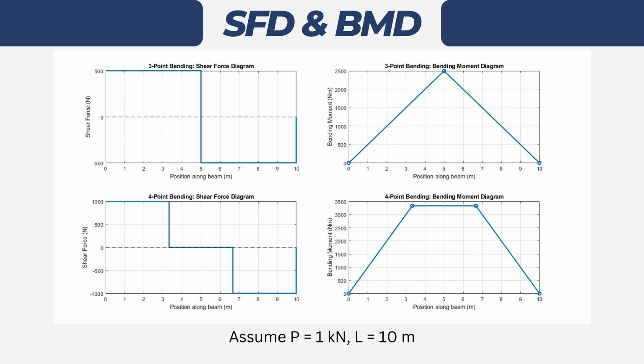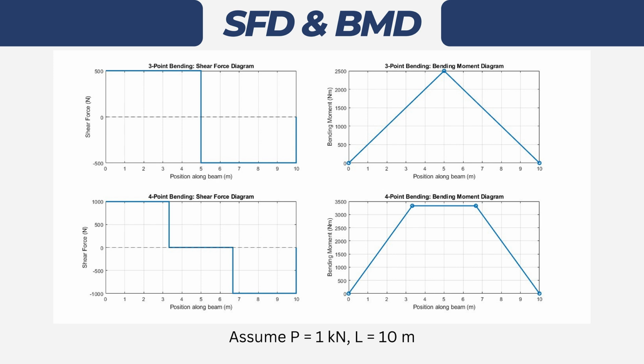So the BMD of the 3-point and the 4-point bending test is basically dependent on the SFD. For the 3-point bending test, the SFD will have 2 areas. The first half length of the beam is going to have a positive area, and the other half length of the beam will have a negative area of SFD. And as can be seen from the BMD, the slope of the graph is basically going up until 5 meters, and then it's going down.